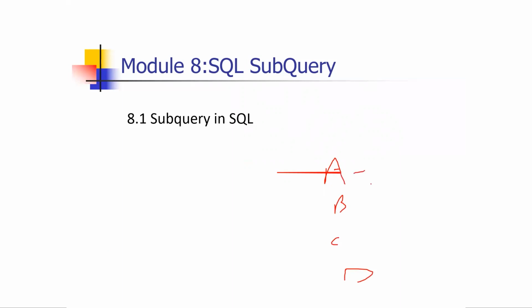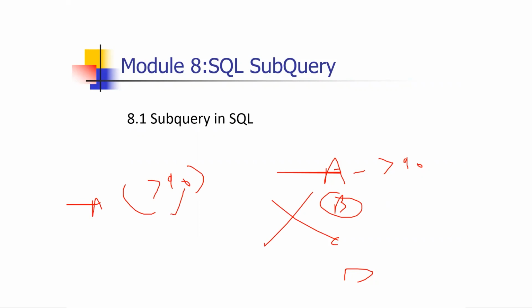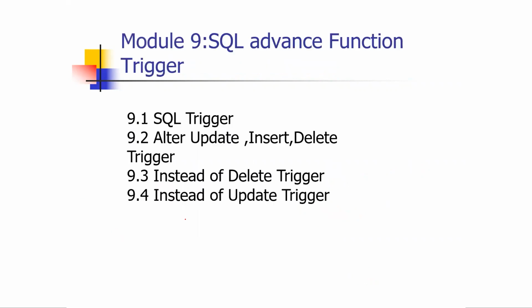Whenever there is a student who gets marks greater than 90. Suppose in class B, there is no student who is having marks greater than 90. Then I don't want this data. So I want the data of a particular class, but the condition is if anyone has greater than 90 marks. So this is the subquery. If the subquery will run, then only the outer query will run. That we will learn in module number 8.